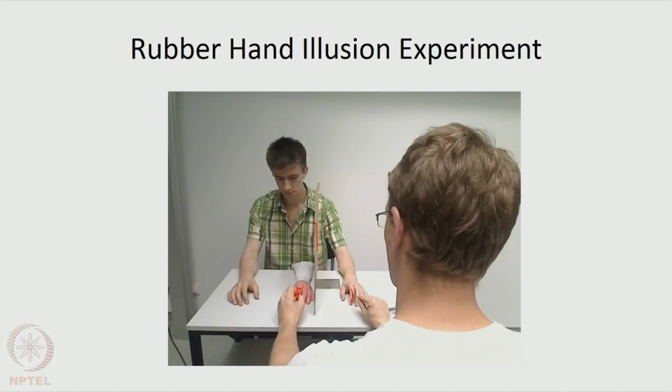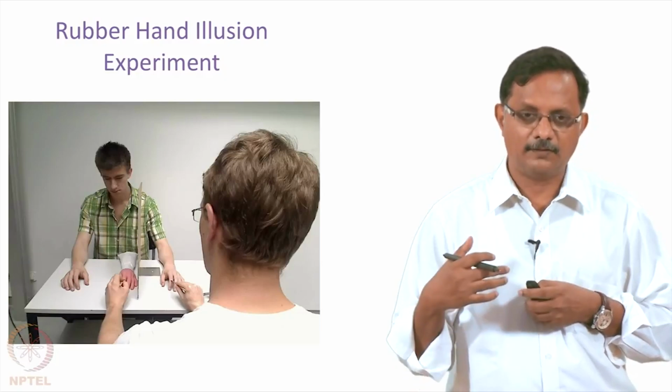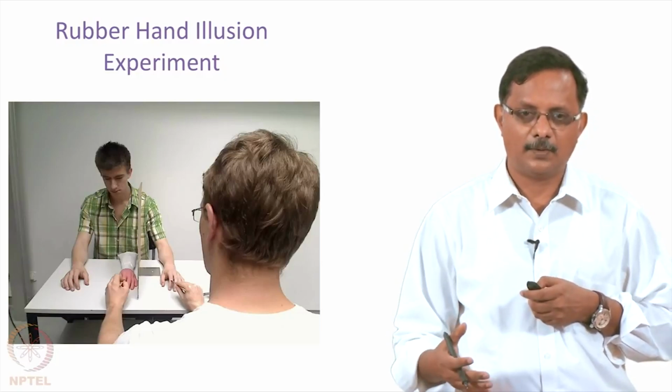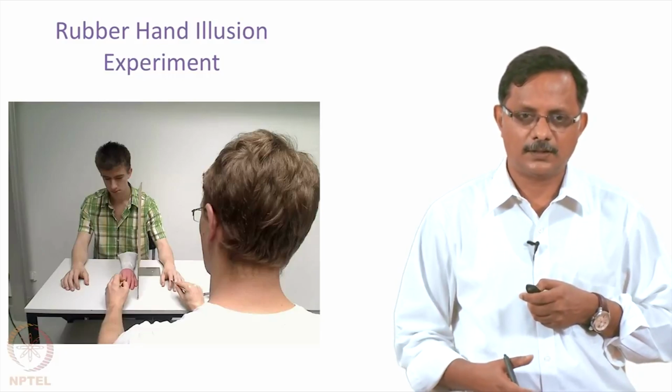In fact, in one dramatic variation of the experiment, the experimenter tried to hit the rubber hand with a hammer, and the subject was so shocked that he jumped up in alarm, because he was so deeply identified with the rubber hand because of the way in which the stimulation was given to the subject's brain.